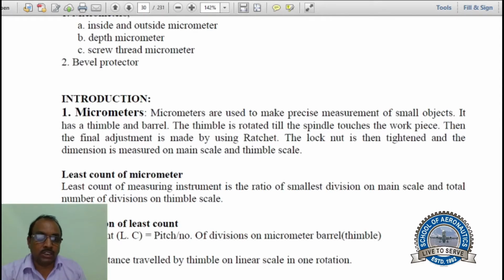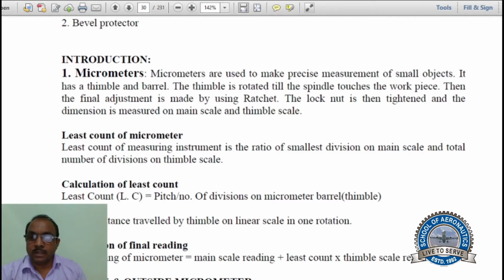The lock nut is then tightened and the dimension is measured on the main scale and thimble scale. Least count of micrometer. Least count of a measuring instrument is the ratio of the smallest division on the main scale and the total number of divisions on the thimble scale.